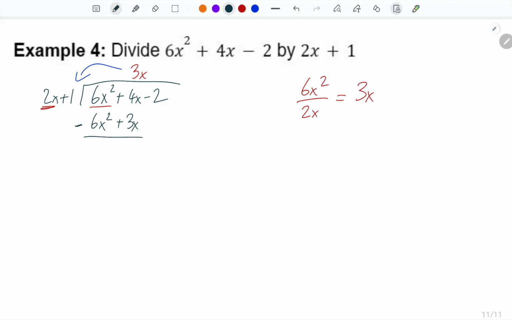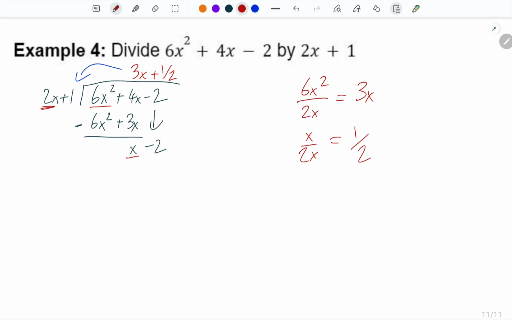Subtract, the first part cancels. 4 minus 3 is just 1. And bring down the minus 2. All right, then you have the x there, so we're going to have x divided by 2x. Okay, this one's not as nice, but this can happen. So the x's cancel out. You're just left with a half. We haven't had fractions yet, but fractions do occur, so just be aware of that.